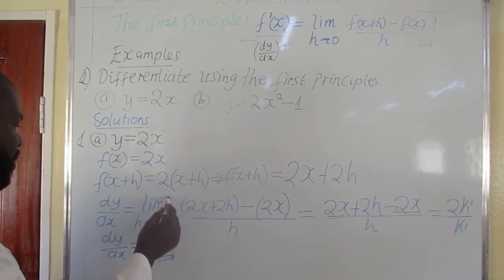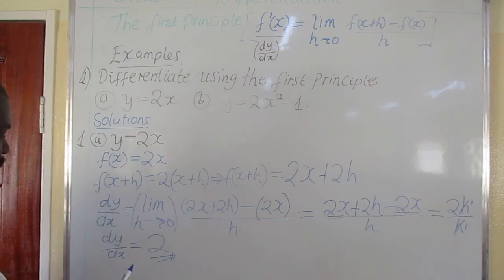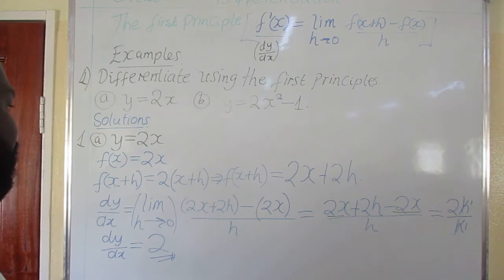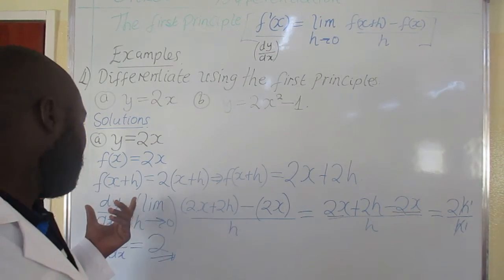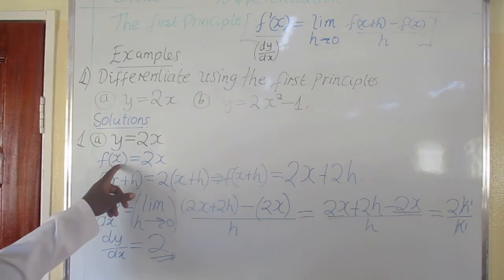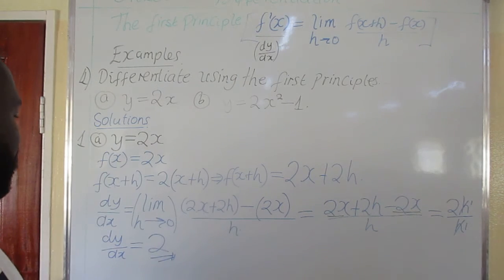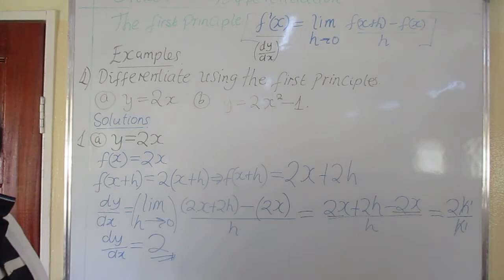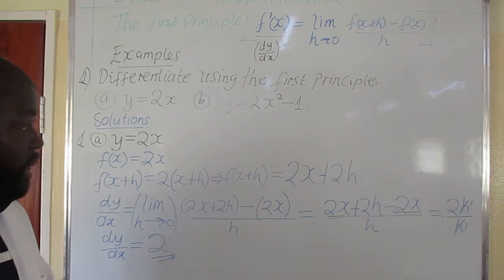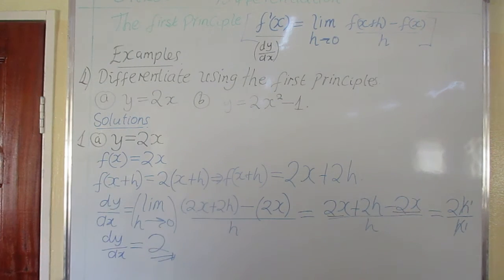Don't worry about the limit here, because the limit of a constant is that constant. So finally, our dy/dx of f(x) is equal to 2x, or y is equal to 2x, is 2. Okay, let's move on. We look at the other example.